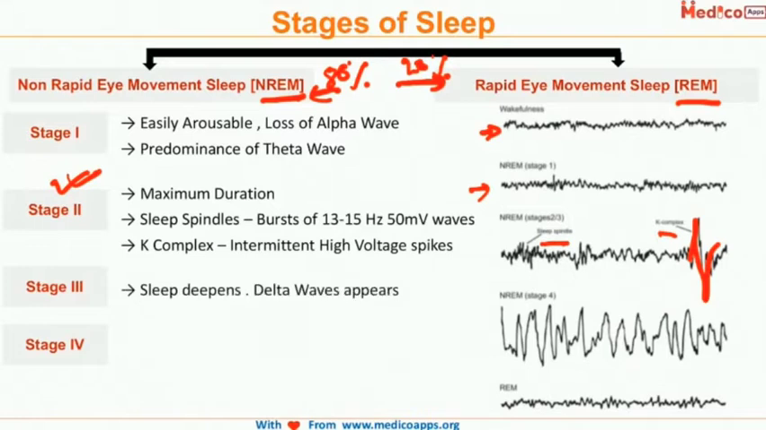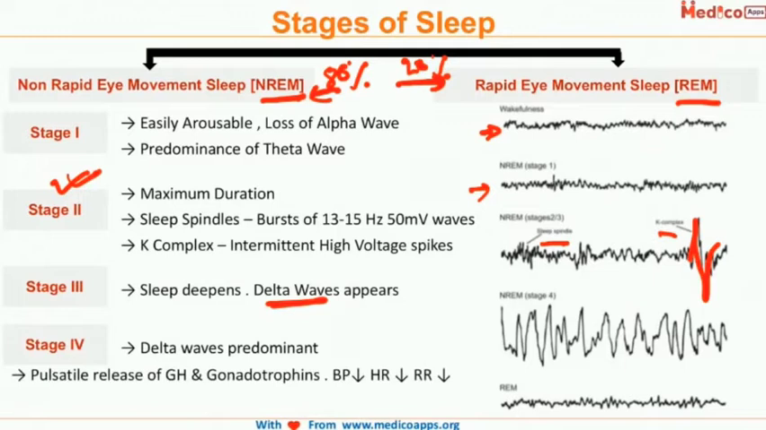Then in stage 3, it is similar to stage 2, but the only thing is delta waves start appearing. What is a delta wave? This is mostly seen in NREM stage 4, and these are very low frequency, high voltage waves. These are delta waves. So, delta waves will start appearing in stage 3, but mostly the features of stage 2 and stage 3 will remain the same when we see EEG.